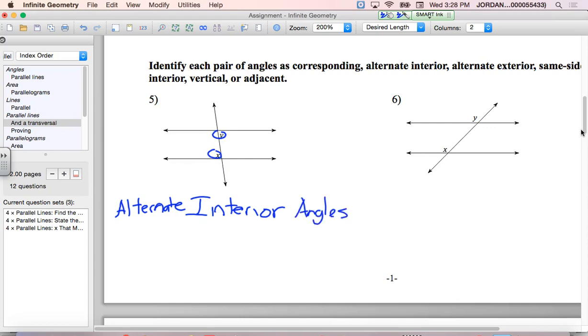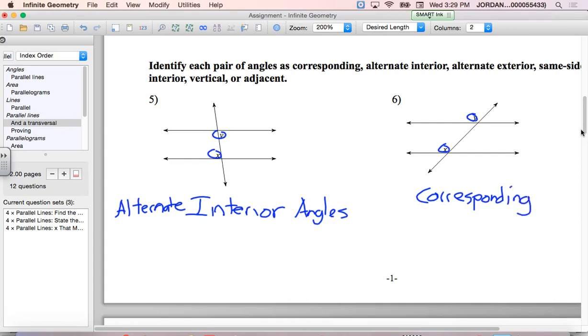All right, number 6. Okay, one's on the outside and one's on the inside, so they're not exterior or interior. But notice this is in the top left and this one's in the top left of its intersection. So these are corresponding. Okay, they're corresponding because they're in the same location at their respective intersections.